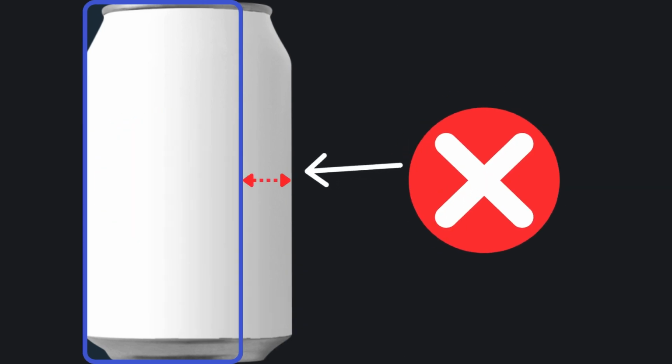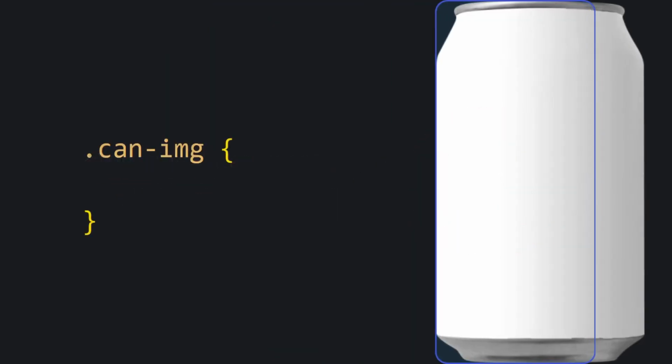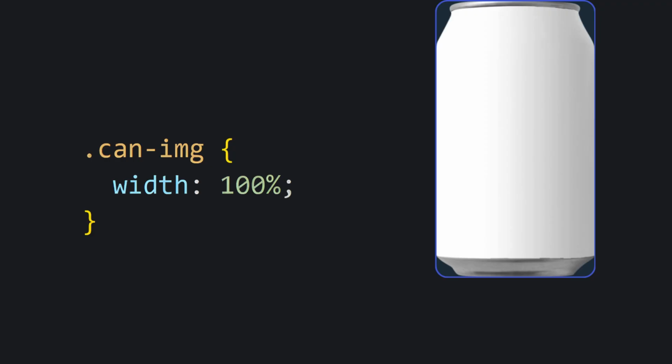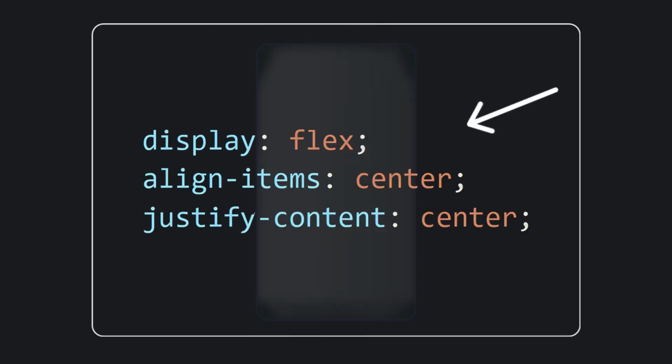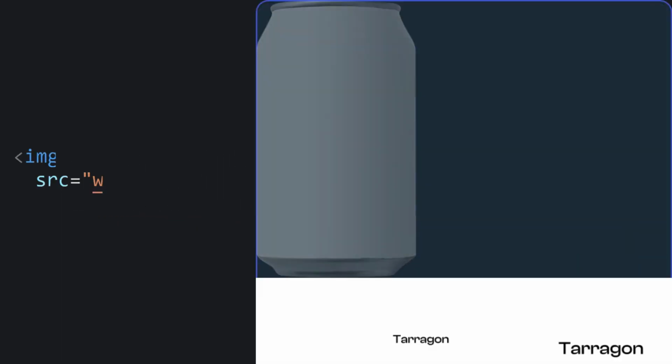On adding the image, the height of the can container got auto-adjusted, but the can image is overflowing out of the container, which we need to fix. For that, give a class name to the can image, and then set the width of the image to 100% of its parent width. Next, adjust the can container to center by setting the display to flex on the layer as shown. Cool!